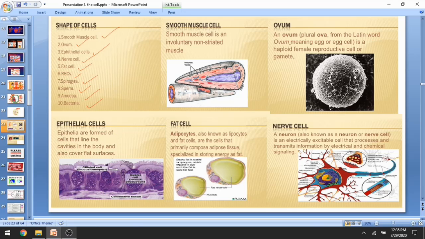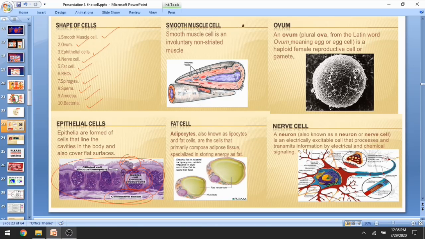Epithelial cells look like this, and these cells form the outer lining of the body, and they also line the cavities of the body and cover flat surfaces. They have hair-like structures, known as ciliated cells, and they produce mucus, which helps in mucus transport. These are goblet cells down below, and these are said to be connective tissues.